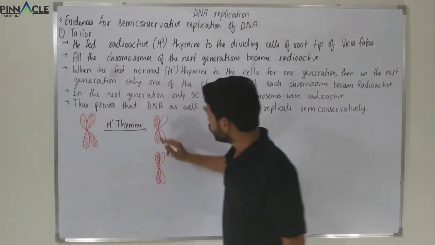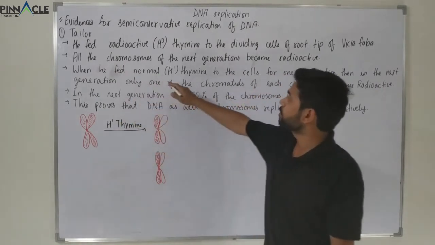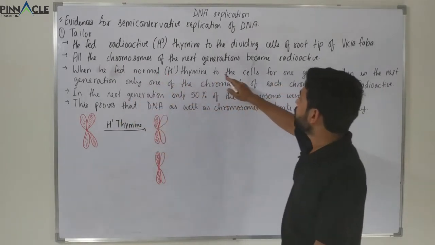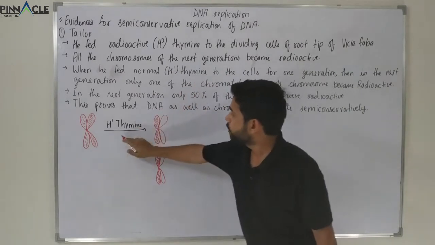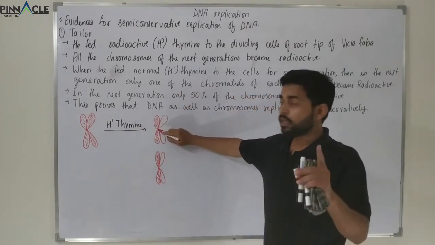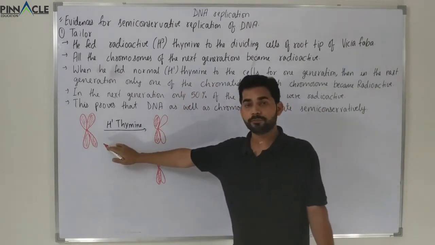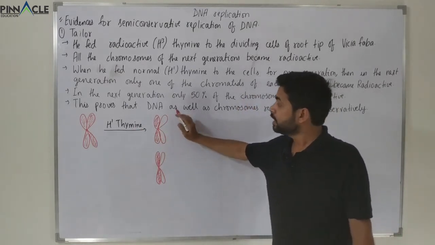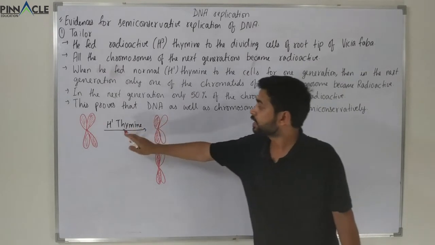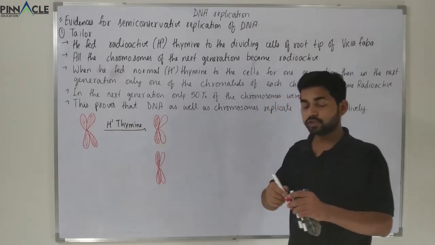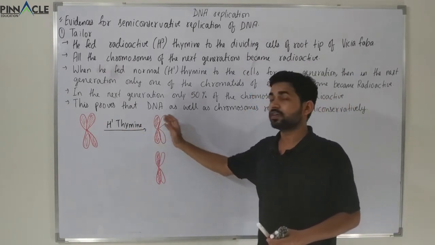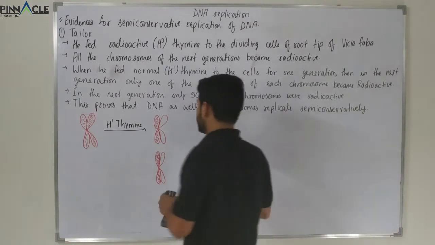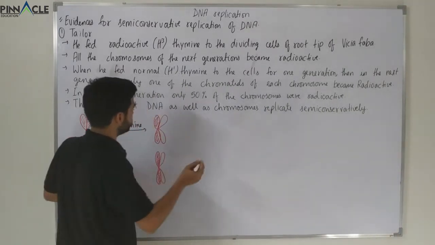So what happens, only one chromatid, that we have studied here, when he fed normal H1 thymine to the cells for one generation. So these were the normal shaded and these were the radioactive part. And apart from that, the other part that is unshaded is called the normal chromatid, that is, it contains normal thymine, or we can also say thymidine because it was associated with the sugar group. And the next generation, what happened, we have to study that.